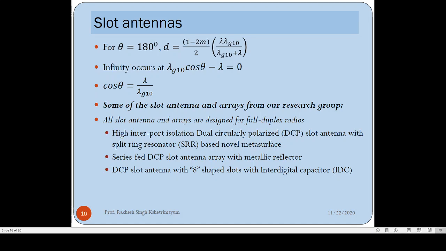You already know that when we analyzed reflector antennas, such as a flat sheet reflector, corner reflector or parabolic reflector, we saw that the gain increases significantly. Here also we analyze the dual circular polarized slot antenna by employing a metallic reflector. In the first case, we use a metasurface with split ring resonators, and in the third case we use an interdigital capacitor. So in order to improve the performance of all these antennas, we use different techniques. First is the metasurface, second is the metallic reflector, and the third one is the interdigital capacitor. Let us look at the structures.